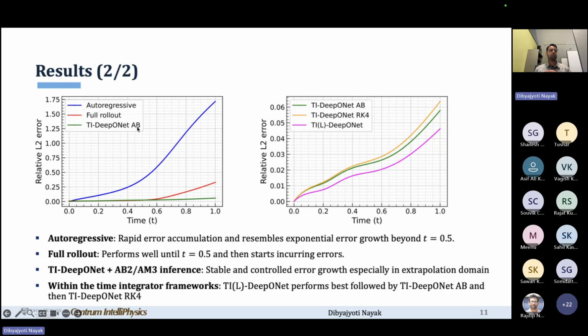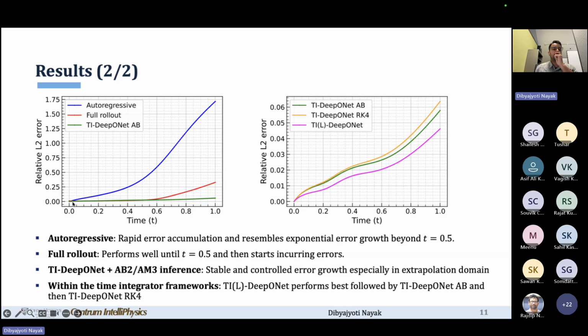During inference, we used an Adams-Bashforth second order predictor method and an Adams-Moulton third order corrector method. So this is what I mean when I say TI-DeepONet AB. This is the solid blue line that I had showed you in the previous slide. This is the error accumulation that we saw in the autoregressive case. The red line basically shows the error accumulation in the full rollout case.